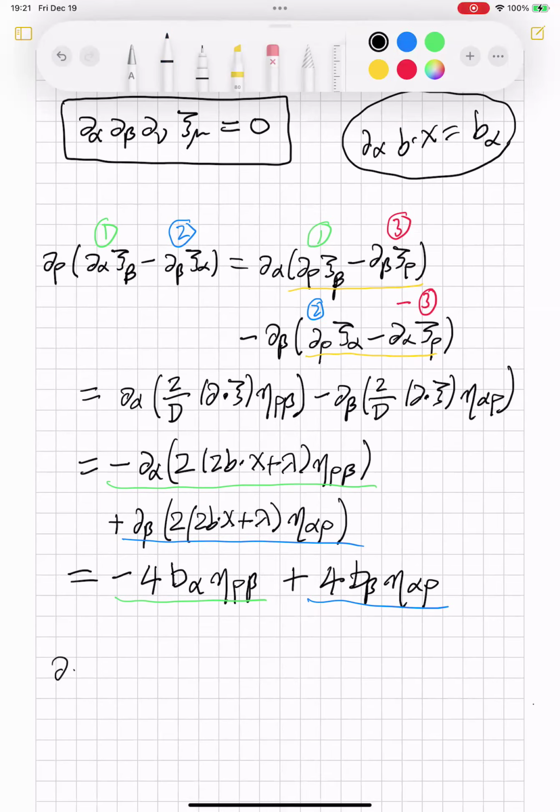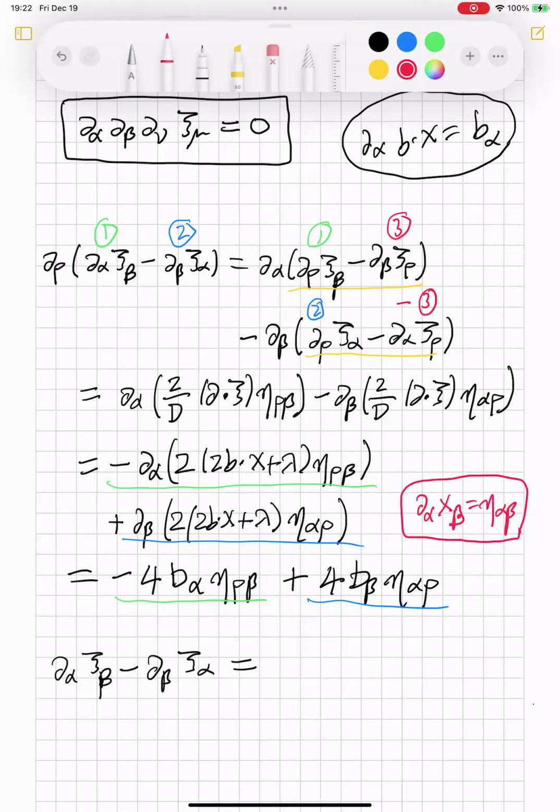So I'm now going to say, what is d alpha zeta beta minus d beta zeta alpha? So what is this equal to? And the trick behind the integration, well, the obvious fact behind the integration, maybe I should say, is that we know that d alpha x beta is equal to eta alpha beta. So this is a constant, but we've got these etas. They involve a rho in them. So we can easily write down what we have to differentiate to get those two.